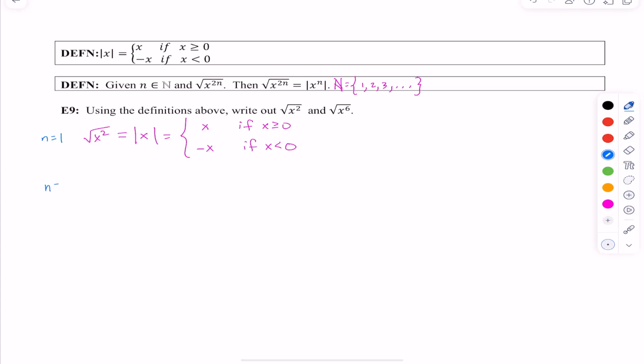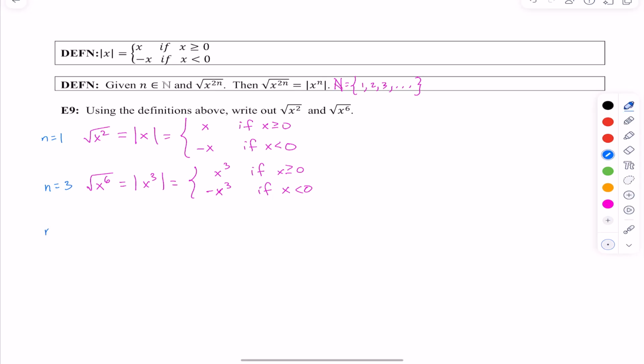What about n equals 3? What would be the square root of x to the 6? That will be the absolute value of x to the third. Once again, notice it is case sensitive. And we're going to use this fact, or we're going to use this definition in the upcoming example.